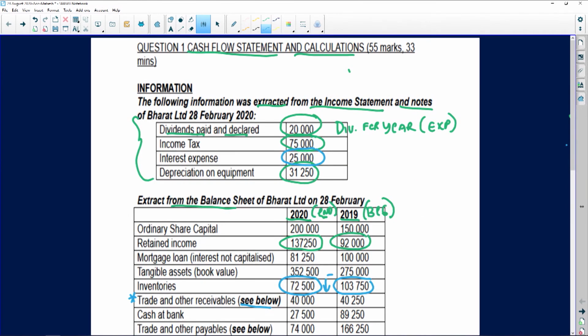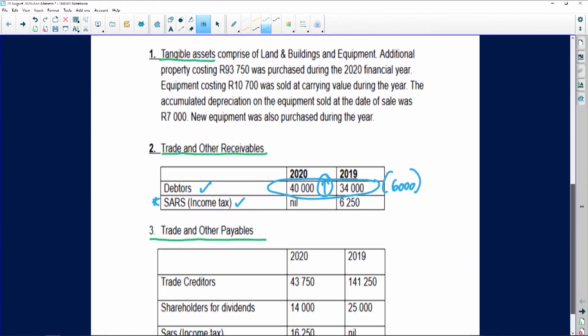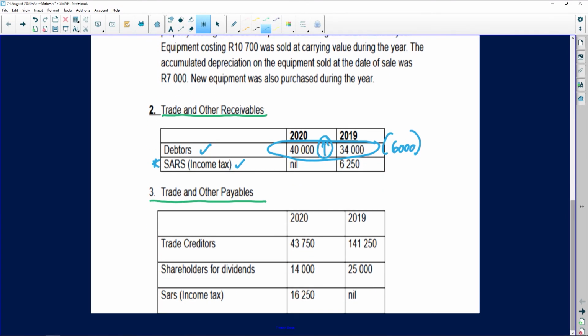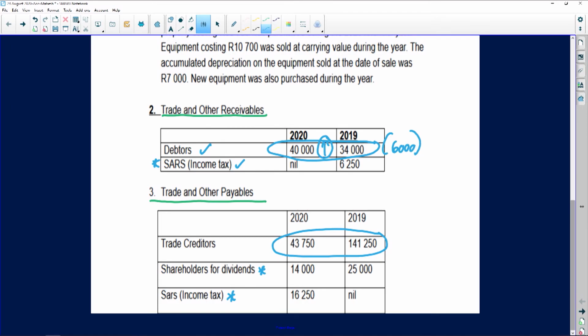So let's go back to the balance sheet, trade and other payables. And once again, they're telling me to see below. So let's do exactly that. Let's go to the next bit of information, trade and other payables. And here, please remember, guys, you will obviously include everything in trade and other payables except for shareholders for dividend, which needs to be excluded. SARS income tax also needs to be excluded. So remember, in this particular case, the focus is only on trade creditors, but in other exercises, you will also include accrued expense, you will include deferred income or income received in advance, medical aid, pension fund, etc.